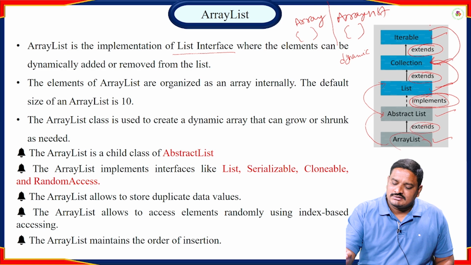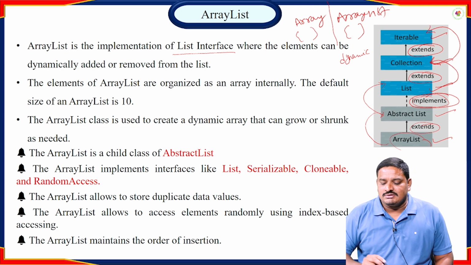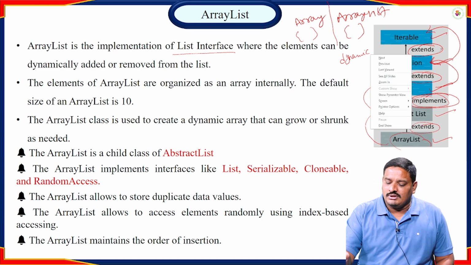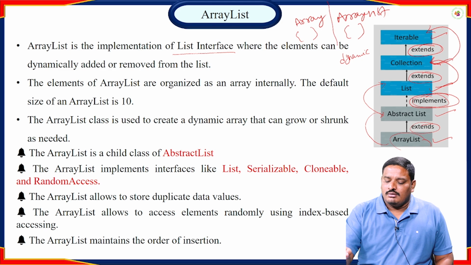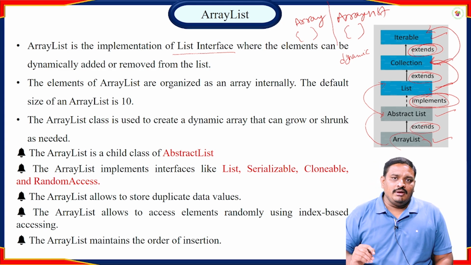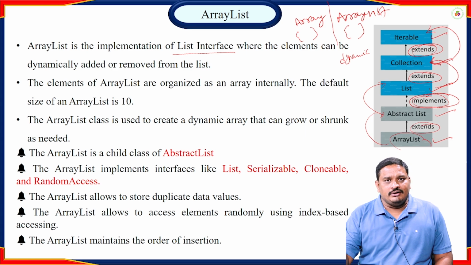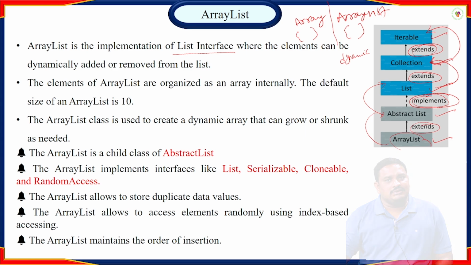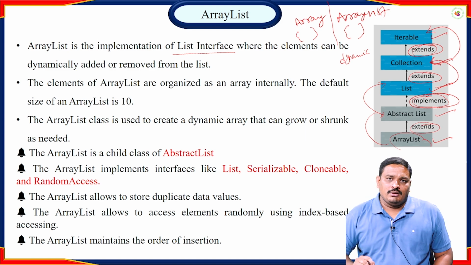An interface can be extended with another interface. At that time we are using the extends keyword. That is the difference. A class can be extended with another class. At that time we are using the extends keyword. A class can implement an interface. At that time we are using the implements keyword. That is the meaning of the extends keyword and the implements keyword.